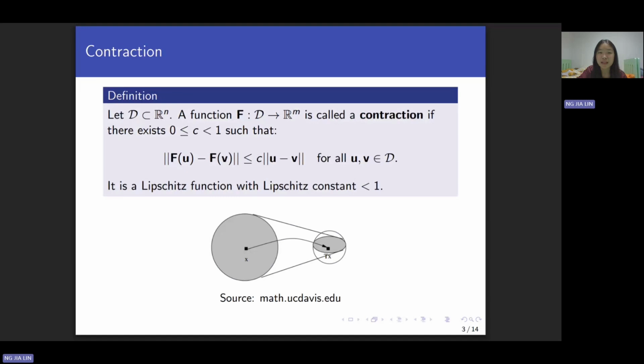So we let D in R^n be the domain, and a function f with domain D to R^m is called a contraction if there exists a constant C, greater than or equal to 0 and less than 1, such that the distance of f(u) and f(v) is less than or equal to the constant C times the distance of u minus v. So this is a Lipschitz function with Lipschitz constant less than 1. The following diagrams illustrate the definition of contraction, which is making the length shorter.